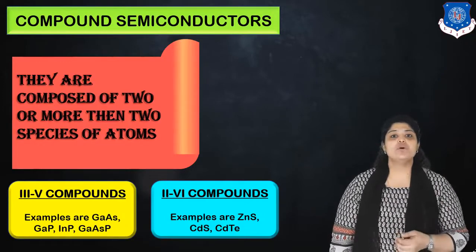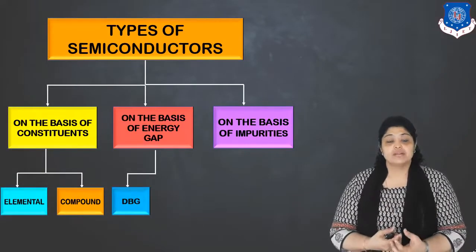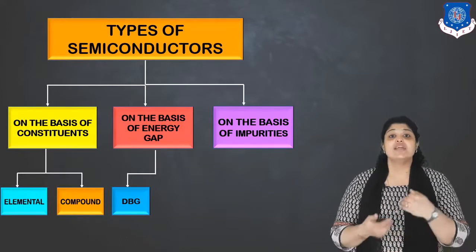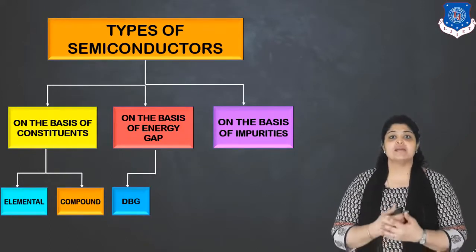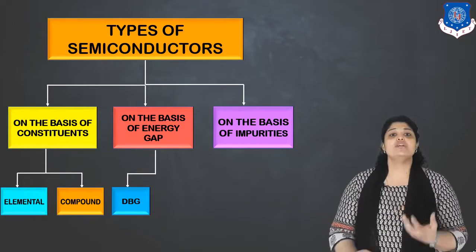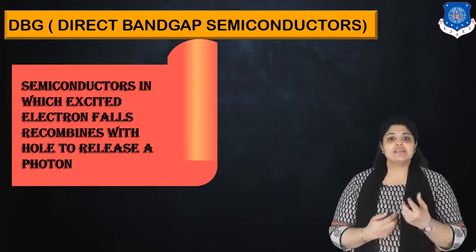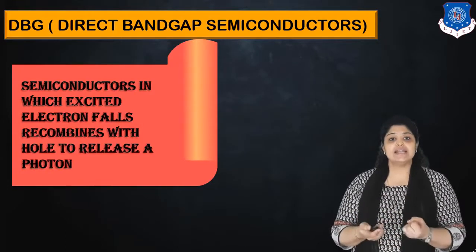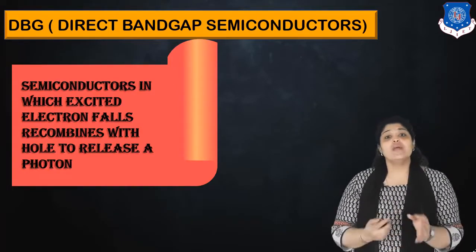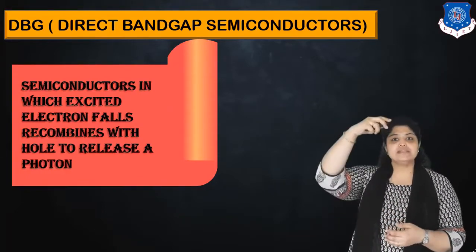Now, let us move on to the next category of semiconductors, which is based on energy gap. This is the topic which we had discussed in the chapter Electronic Materials, wherein we discussed what direct and indirect band gap semiconductors are. So the first one is direct band gap semiconductors. The acronym is DBG. These are the semiconductors in which an excited electron falls and recombines with a hole to release a photon. Now where is this excited electron present? It is present in the conduction band.